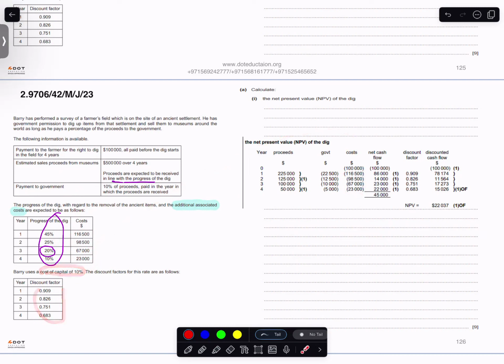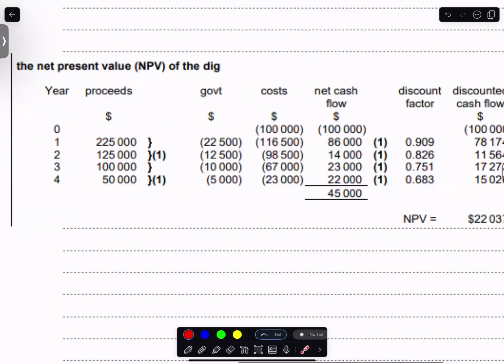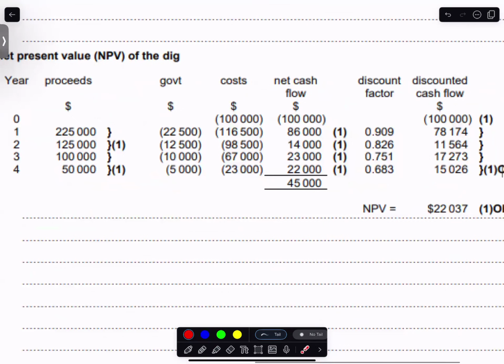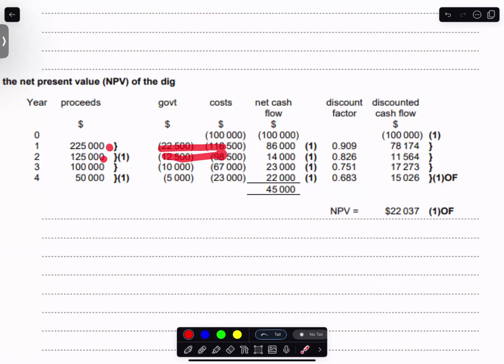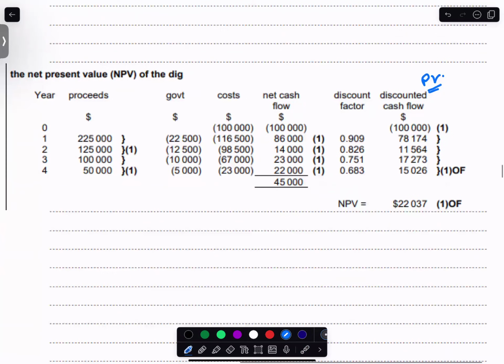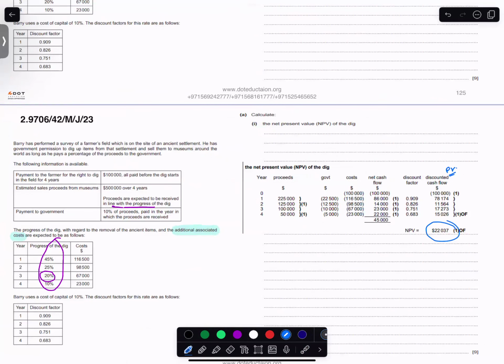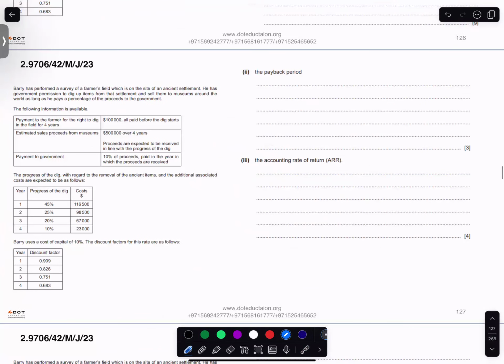So you get the net cash flow. That is the inflow minus outflow. Inflow minus the outflow. Your net cash flow is this much. Multiplied by the discount factor, you will get the present value. So your NPV is 22,037 positive. Are you with me? Now what you have to calculate?